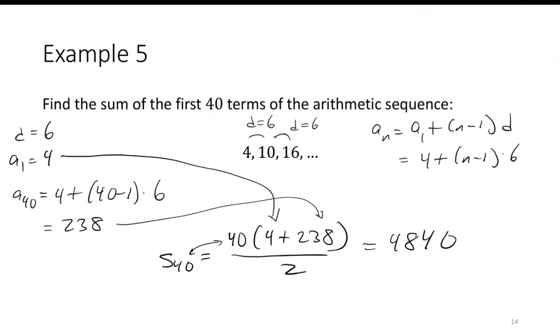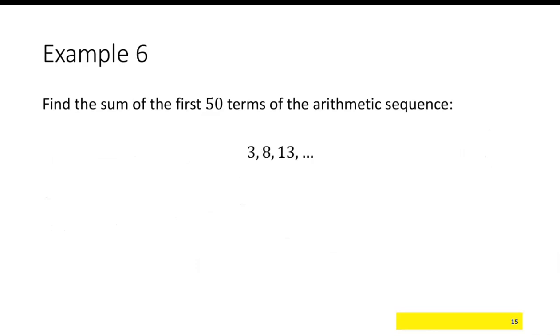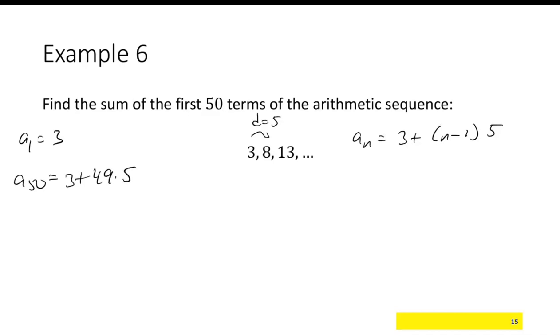So for one more example, try the same thing here. Find the sum of the first 50 terms of this arithmetic sequence. So you know that a1 is 3, and then my d is, from 3, I would add 5 to get to 8, add 5 to get to 13. So my a sub n is going to be 3 plus n minus 1 times 5. So my a50 would be 3 plus 49 times 5, which is 248. You can work that out.